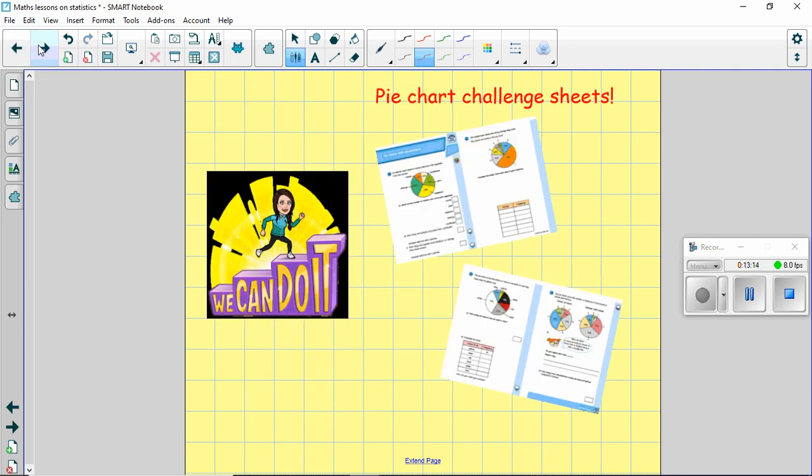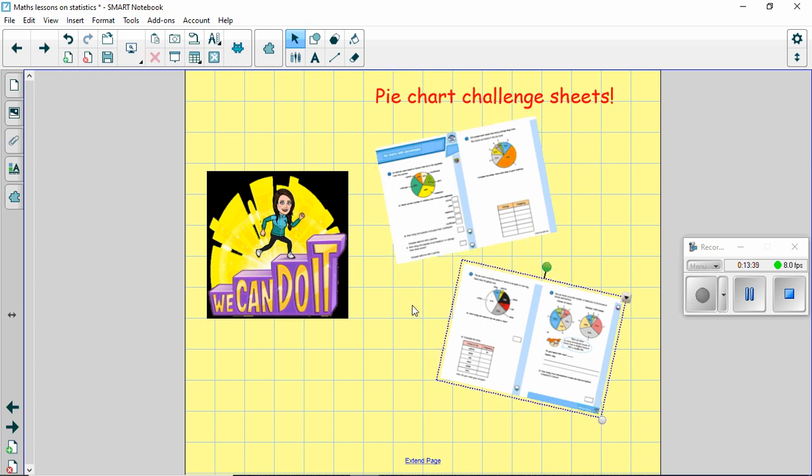Okay, so a little bit different for you today. Because it's Friday, I thought we would have an extra special challenge. So there is no My Maths task today. Okay, no My Maths task. So don't be going on and panicking because there isn't one. Okay, so what I would like you to do today for a special challenge is the pie chart challenge sheets. So they look like this.